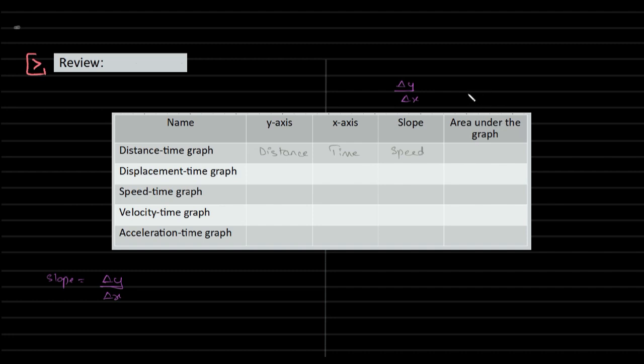Area under the graph is nothing but change along y into change along x. It's a product between these two. But yeah, multiplying distance and time will not give us anything.